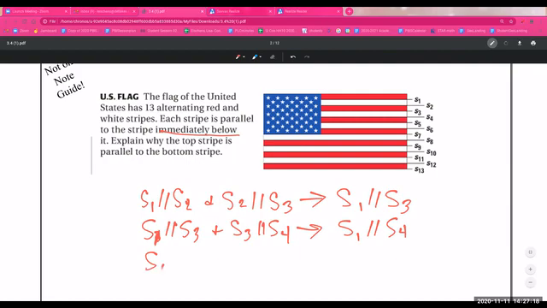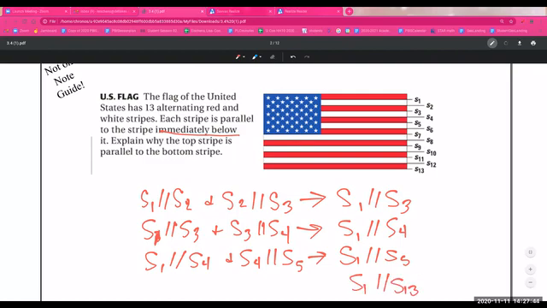So now I'm going to repeat that. We know that stripe 1 is parallel to stripe 4. And we know that stripe 4 is parallel to stripe 5. So then we know that stripe 1, the first one, is parallel to the fifth one. And we're not going to go through all of those, but you would just follow that pattern all the way down to show eventually that stripe 1 is parallel to stripe 13. And that would be using the transitive property of parallel lines.